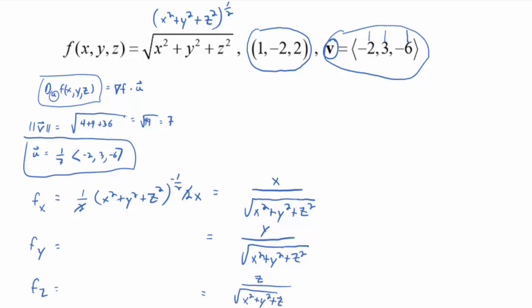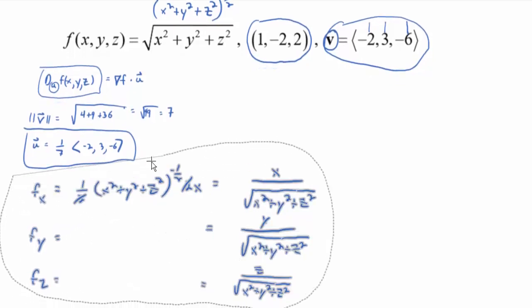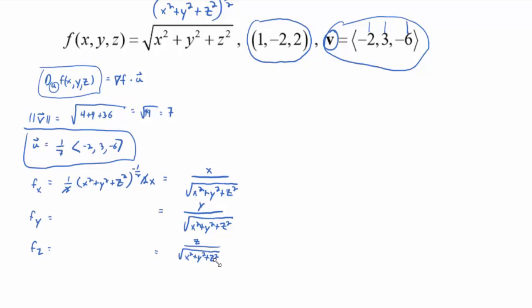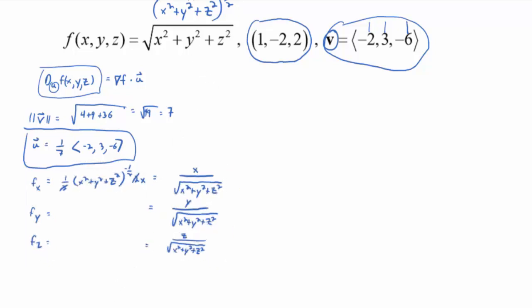Now, the denominator is the same for all of these, right? So a little time saver will be to figure out what that is when you plug in the values of x, y, and z. So one note you might want to make is the square root of, here's your x, your y, and your z. So you're going to take the square root of 1 squared, which is 1, plus 4, that's 2 squared, plus z is 4. Oh, that's a nice number, 2, isn't it?